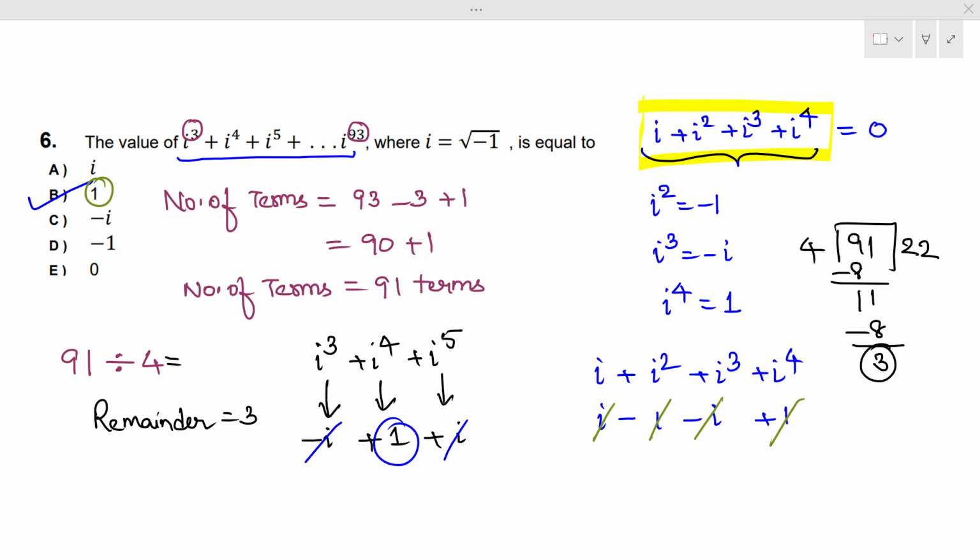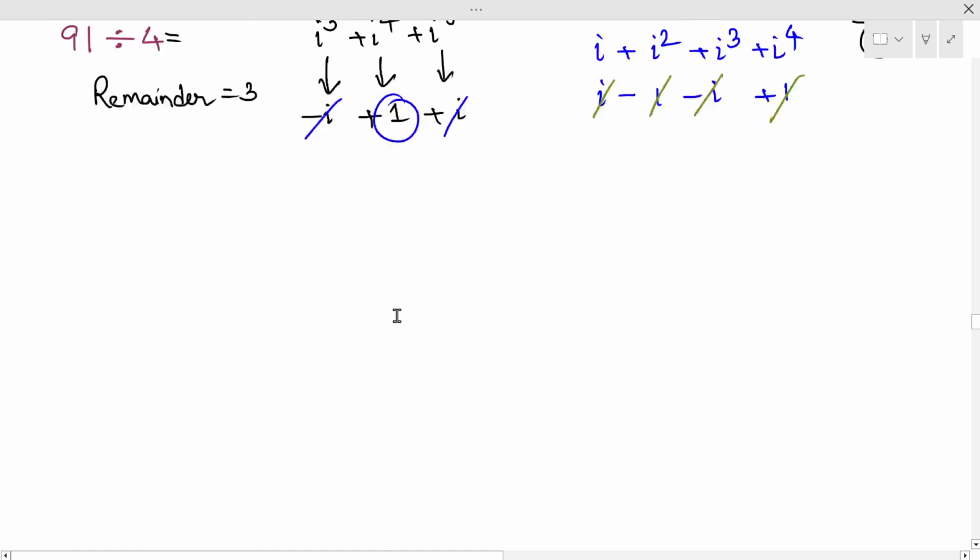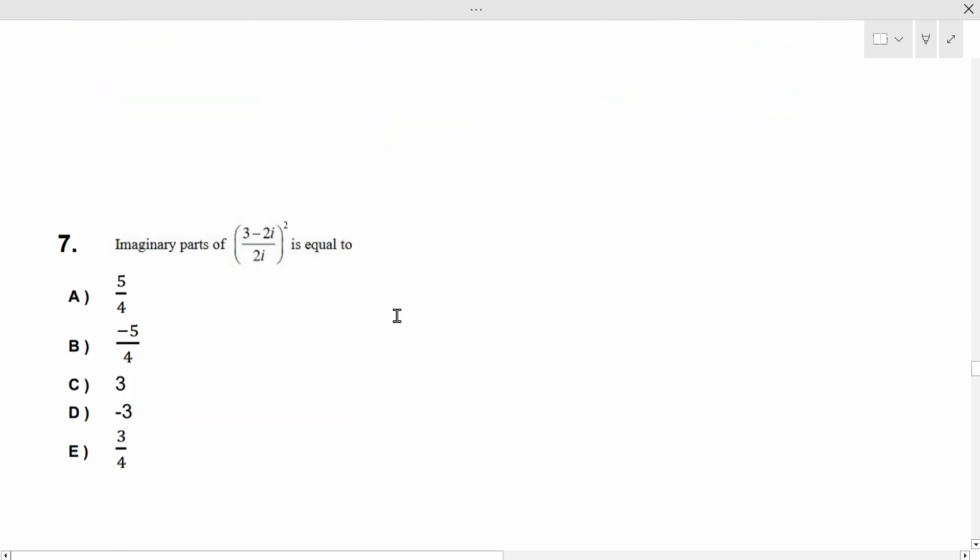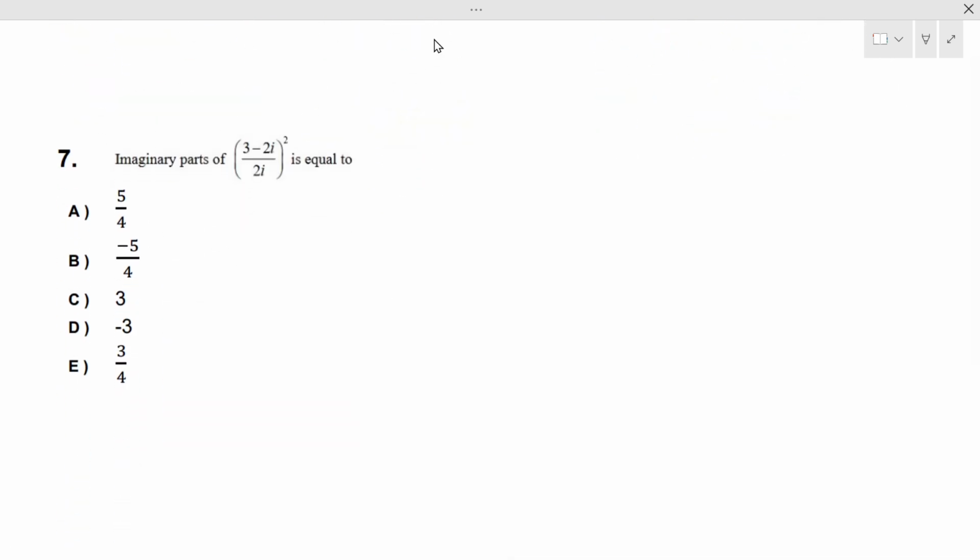So I hope this is clear to all of you, and this is one homework question for all of you. You need to find this and we shall discuss it in our next session.